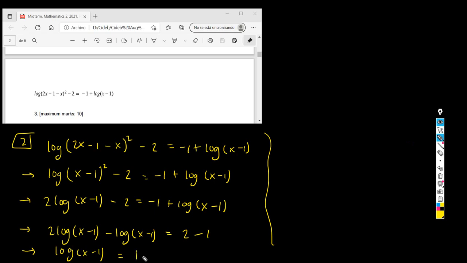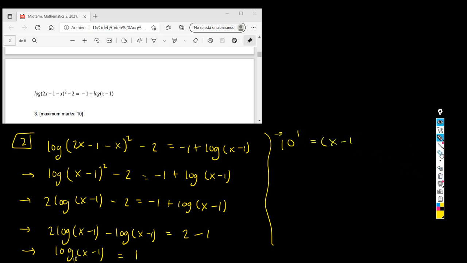Because I didn't remember seeing a 3 here. Good thing I remembered. Okay, so yeah, it's correct. So what does this mean? It means that 10, which is a base which we don't write, 10 to the 1 is equal to this. That's all it means. Then 10 to the 1 is equal to x minus 1.